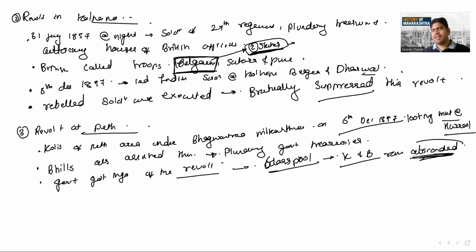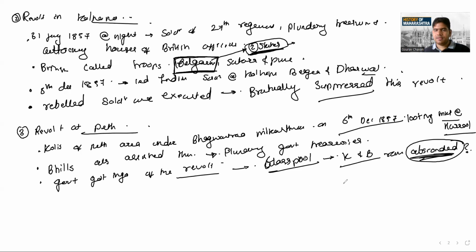What do you mean by absconded? Again, one more question. Please comment in the comment box. What do you mean by absconded? Okay, it's simple, it's not history but English. It is to depart secretly and hide. Absconded means depart secretly and hide.